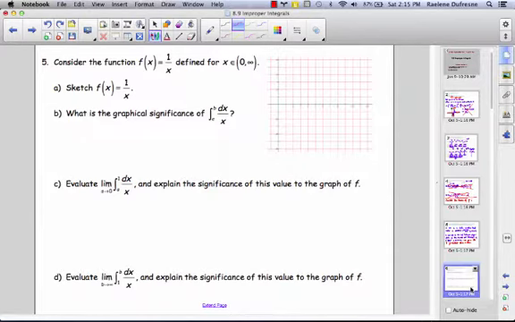In number 5, we want to consider the basic vertical asymptote function or infinite discontinuity function, y equals 1 over x, just for x contained from 0 to infinity on an open interval. So we'll sketch the function. When x is 1, y is 1. When x is 2, y is a half. When x is 1/2, y is 2, and so on. We know that when x is 0, y is undefined. So specifically, as x approaches 0 from the right, y approaches positive infinity. And so we have our function.